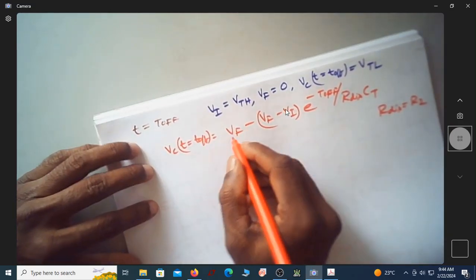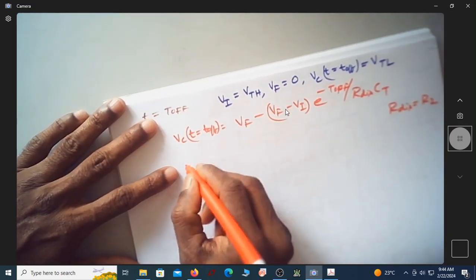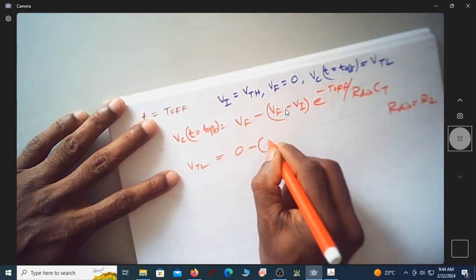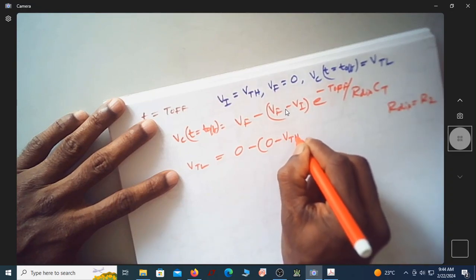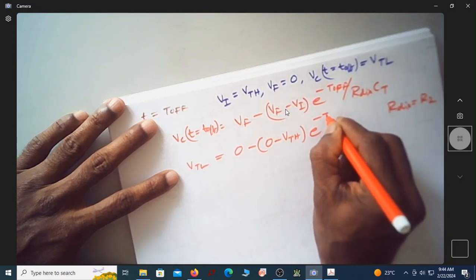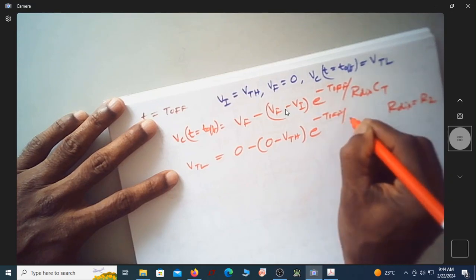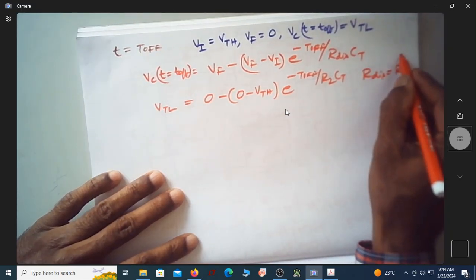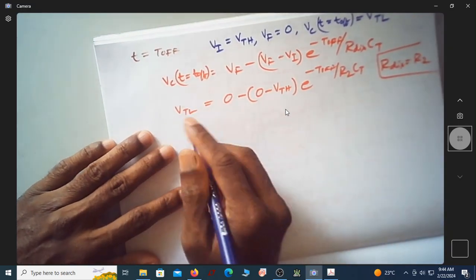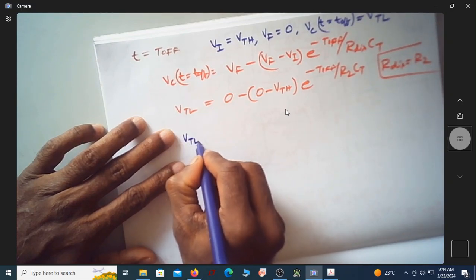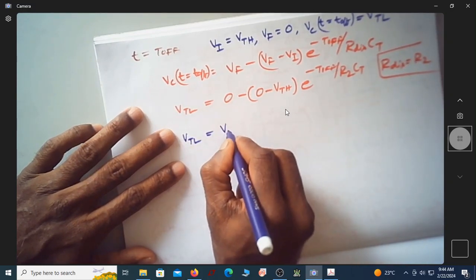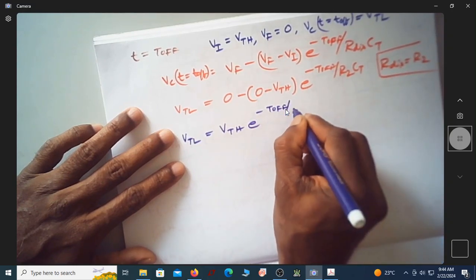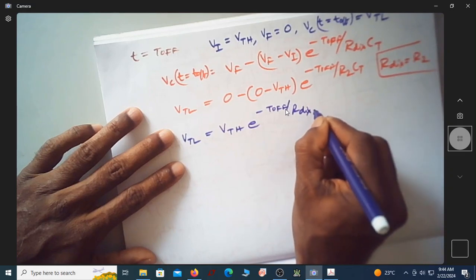This is CT. So let me substitute the values. VTL is equal to 0 minus VTH e power minus T off by R2 CT. Now, can I rearrange this? Is it not VTL is equal to VTH e power minus T off by R discharge into CT?